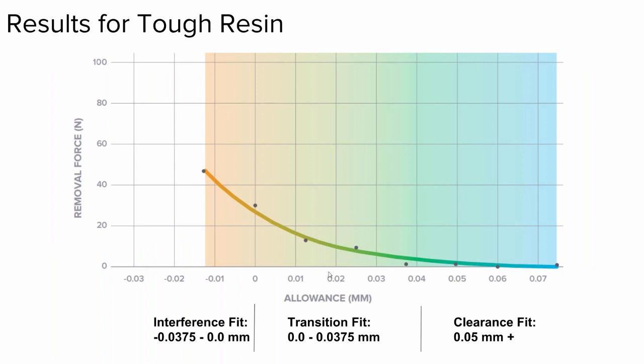But what's interesting here is the difference between an interference, a transition, and a clearance fit, and what the modeled in tolerances mean for those fits. So the big takeaway on these slides is the range that it takes to get the difference between an interference, a transition, and a clearance fit with a 10 millimeter peg and hole. So you can see it takes about minus 0.0375 millimeters on the interference fit, up to about 0.05 plus millimeters on the clearance fit to achieve these different fits.